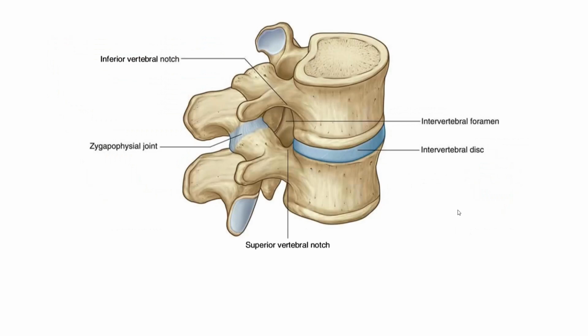And the last thing that I want to explain to you is about the intervertebral foramina. It is formed on each side between the vertebrae. It allows passage for spinal nerves and blood vessels, formed by the inferior vertebral notch and the superior vertebral notch.